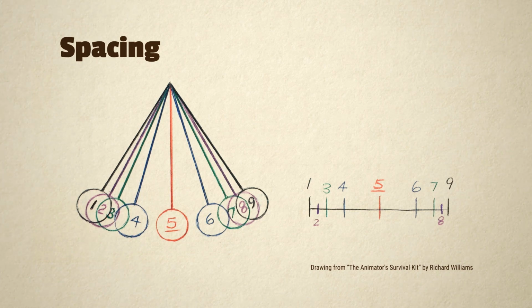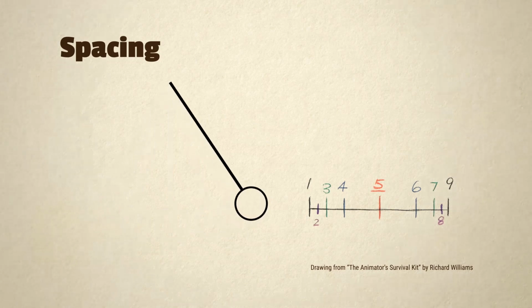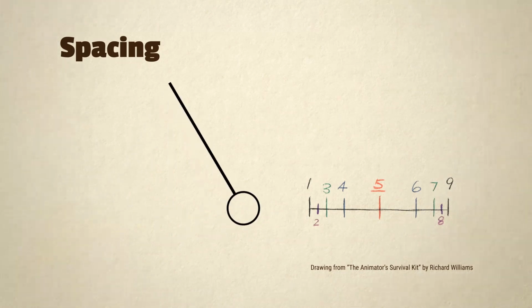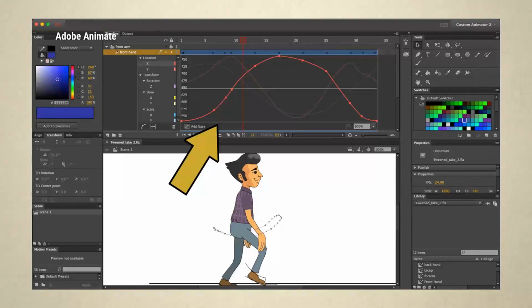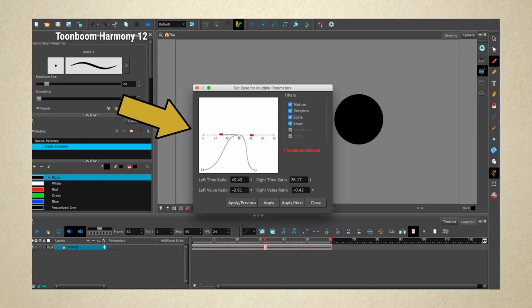The less the difference, the slower the movement will be. So by gradually increasing the spacing over the course of our frames, and then decreasing the spacing again, we create the illusion of acceleration and deceleration. In digital animation, both 2D and 3D, your easing will be controlled by an easing graph or spline curve. These look different in different programs, but the principle is the same in all of them.